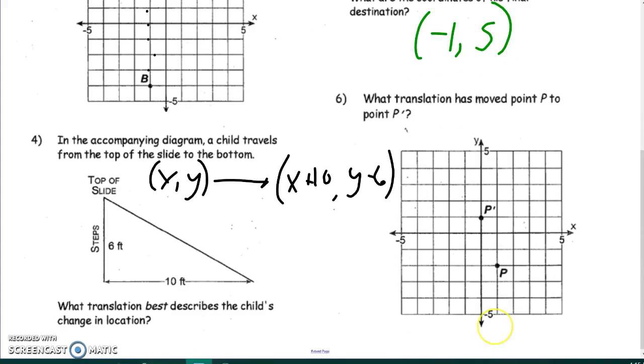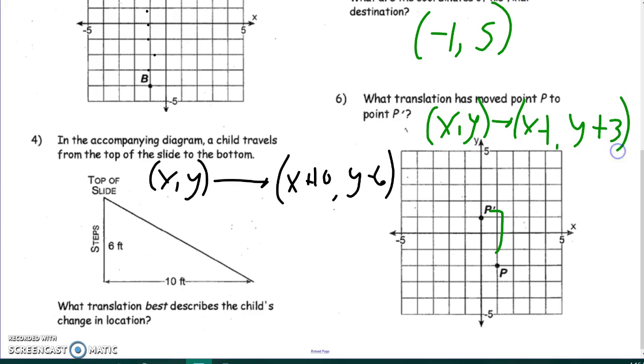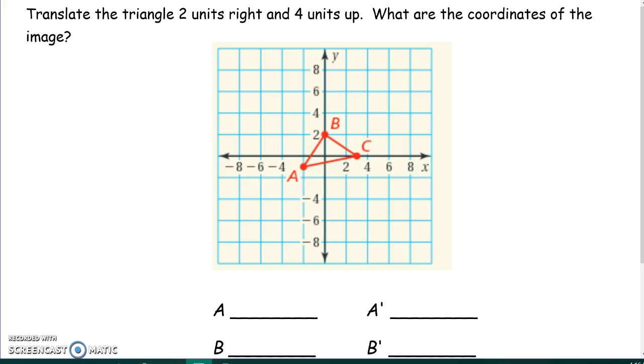What translation has moved point P to point P prime? Well, I notice that it looks like it has gone up and over to the right, or sorry, to the left. So therefore, initially, x comma y becomes x. Now since it's to the left, it's subtract, and it looks like it's gone over 1, and y has gone up 1, 2, 3. Okay, so that's how we do our translations.